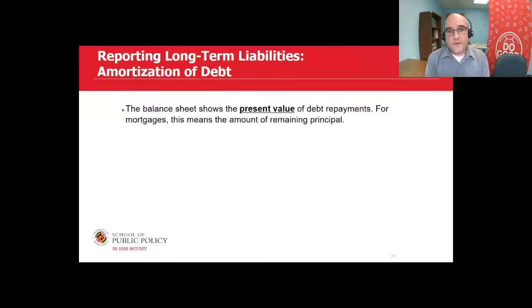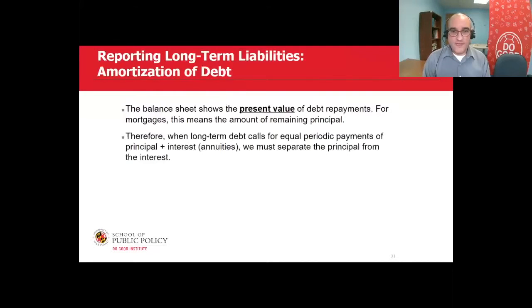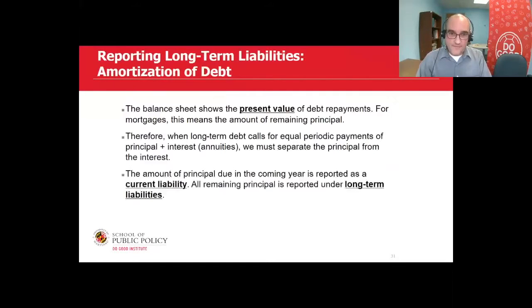Finally, with long-term liabilities, what you record on the balance sheet is the present value of the amount that the organization needs to repay. For mortgages, and actually other types of long-term loans and leases too, this means the amount of remaining principal that the organization is eventually going to need to pay. So when long-term debt calls for equal payments of principal and interest, like with an annuity when the amount is exactly equal, we need to separate the principal from the interest and only count the principal that the organization needs to pay on the balance sheet.